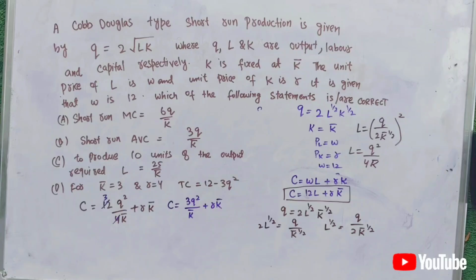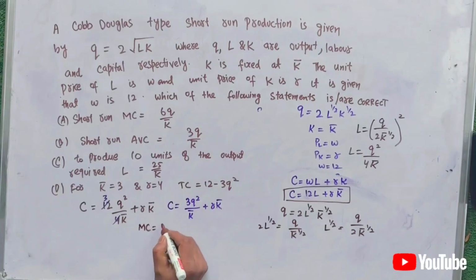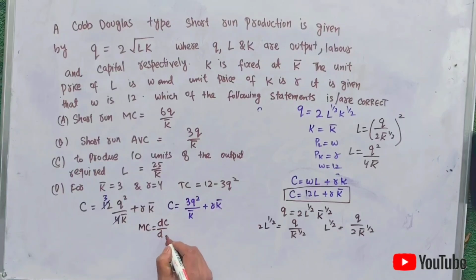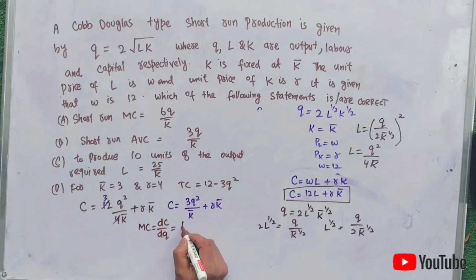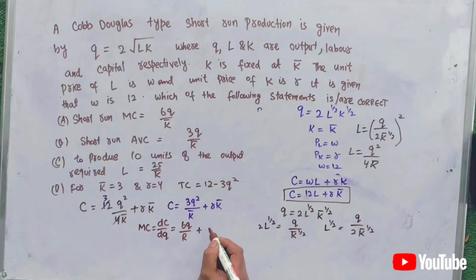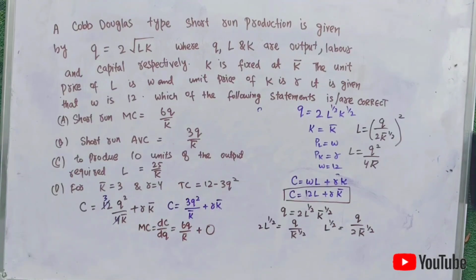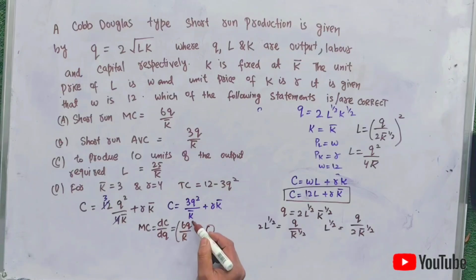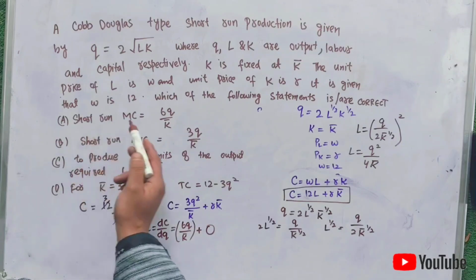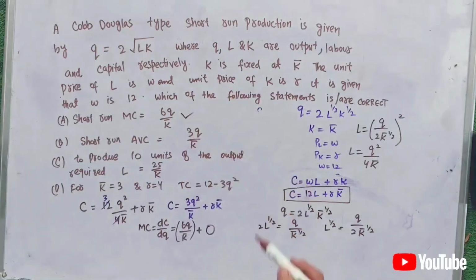Now we are supposed to find out the marginal cost. What is marginal cost? That is the change in the total cost due to the change in the output, that is Q. Take the derivative with respect to Q. So the derivative of Q square is 2Q, so 2 into 3 is 6Q upon K bar, plus this is constant because K bar is a constant, R is also fixed. So 6Q upon K denotes the short-run marginal cost. So short-run marginal cost is 6Q upon K bar, it's correct.